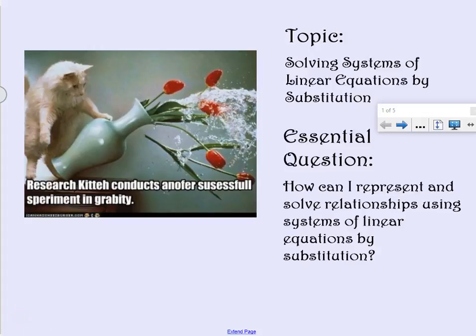Today our topic is solving systems of linear equations by substitution. So our essential question is, how can I represent and solve relationships using systems of linear equations by substitution?